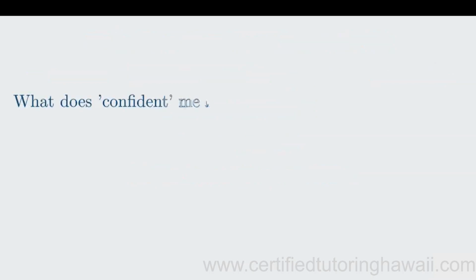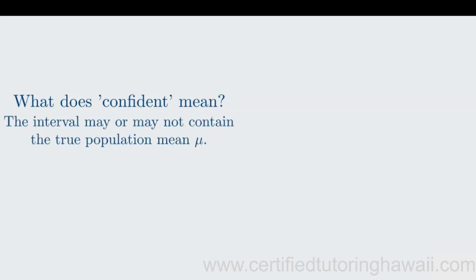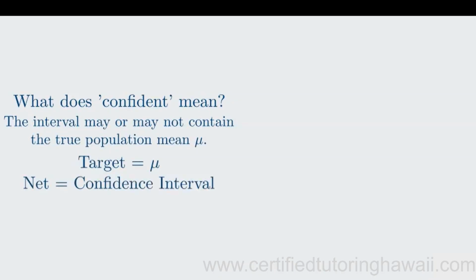Before we look at the numbers, we must understand what it means to be confident. This is a common area for misconceptions on the AP exam. The interval may or may not contain the true population mean. Think of a confidence interval like a net being thrown at a target. The target is the true population mean, mu. The net is our interval.